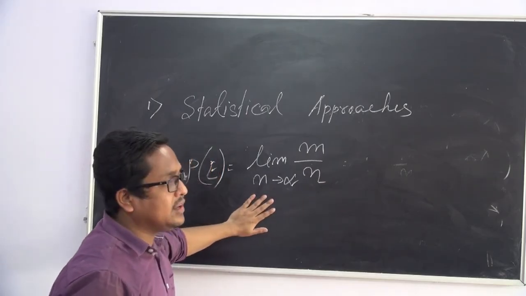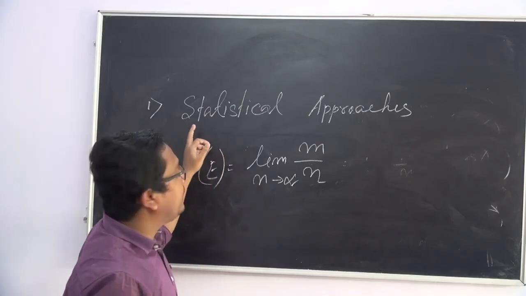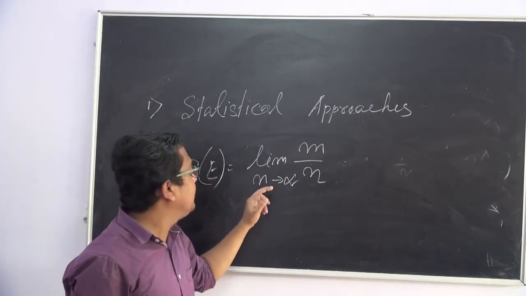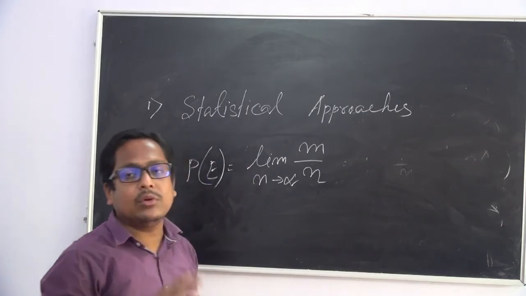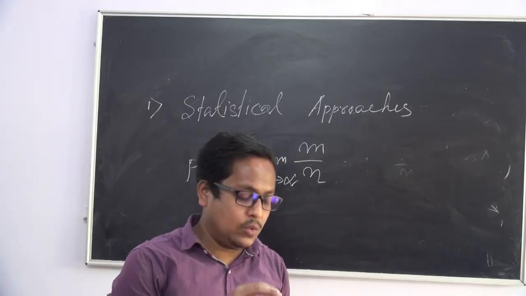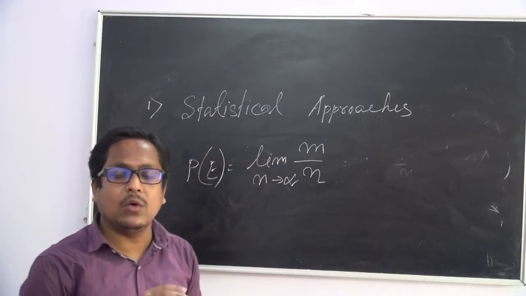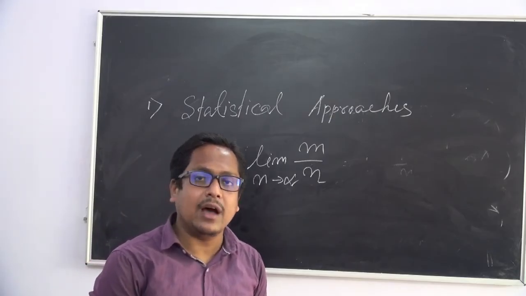This definition gives the validity of the mathematical or a priori probability approach, because mathematical or a priori probability tells that if a coin is unbiased and we conduct an experiment, then the probability for getting head is half.